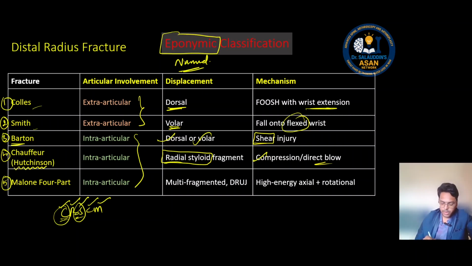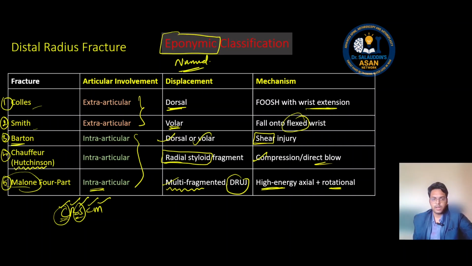Then we have the 4-part intra-articular fracture, that is the Melone classification, where the distal radius is multifragmentary and the fragments are displaced in multiple directions, and also you have the distal radio-ulnar joint dislocation or disruption. It is a very high energy trauma and you have a rotational force involved. So, a multifragmentary intra-articular fracture with DRUJ disruption is the Melone fracture or Melone 4-part fracture.